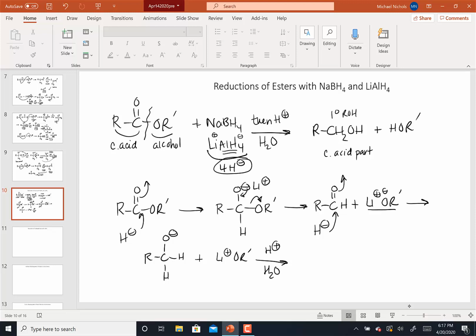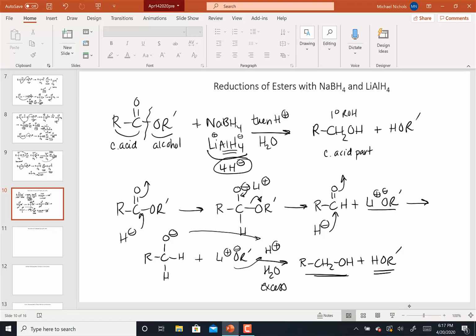When the H+ H2O comes in and it's in excess, I'm going to end up protonating the O- of both the alkoxide and the other alkoxide. So now I'm going to end up with an RCH2OH and the alcohol part of the carboxylic acid.